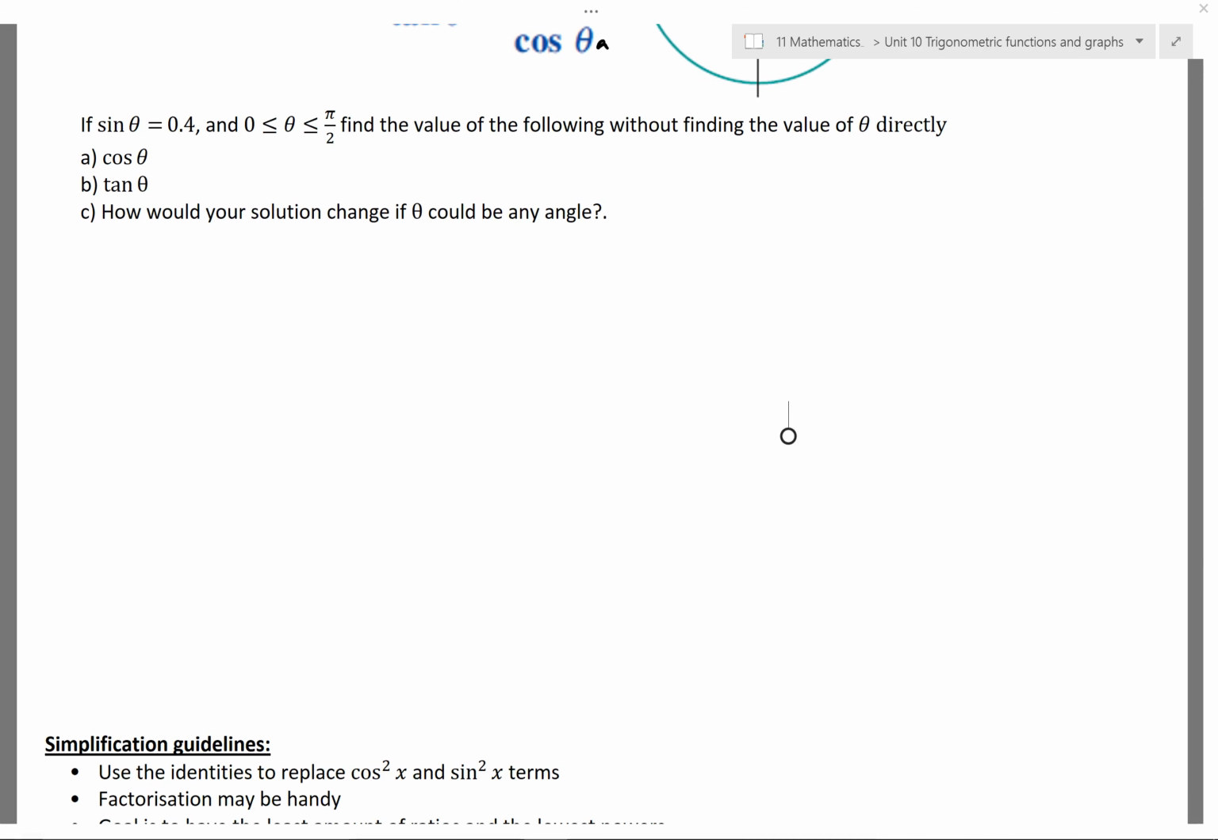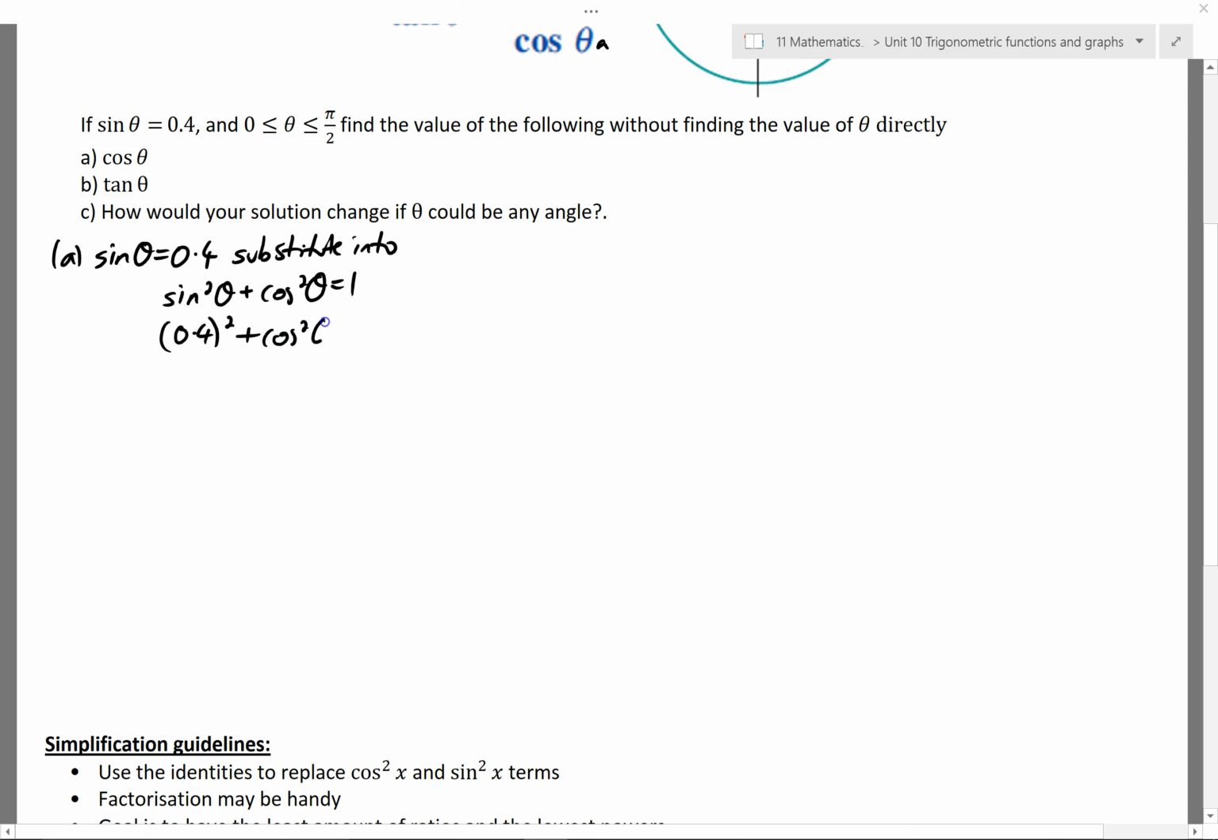Here's one. If we're given a sine value and we know that the angle is between those two values, we should be able to find the following without actually solving for the angle. So for part A, trying to find cosine, I know sine. This is my known. I'm going to substitute into sine squared theta plus cos squared theta equals 1, and I'm going to solve this for cosine theta. Sine squared theta means 0.4 squared, and I can rearrange for cosine squared.